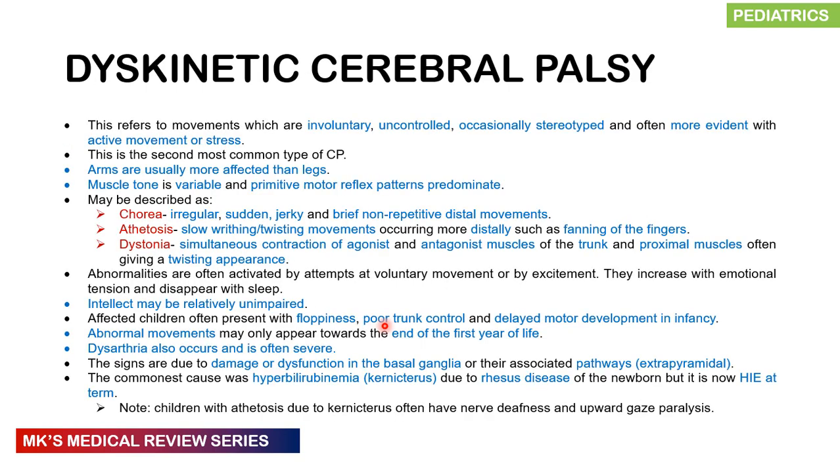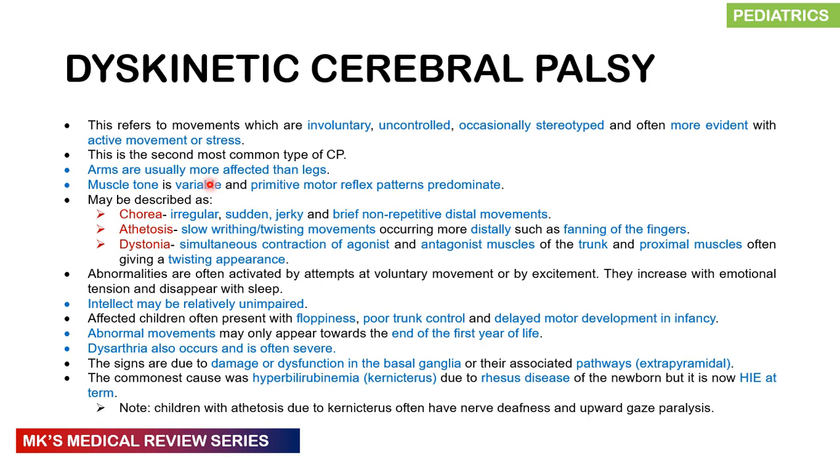Now we move on to the second type of cerebral palsy, which is known as the dyskinetic cerebral palsy. Now here they have this involuntary, uncoordinated, sometimes stereotypical types of movements, and these movements tend to be much more evident with active or voluntary movement or with stress. So they are emotionally dependent. The more excited the child gets, the more evident these movements will be. This is the second most common type of cerebral palsy, and it tends to affect the arms much more than the legs. So here the muscle tone may be variable, and the primitive motor reflex pattern may predominate.